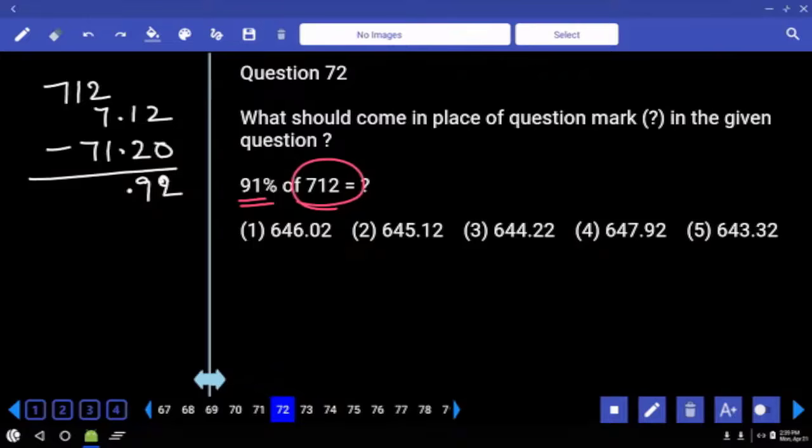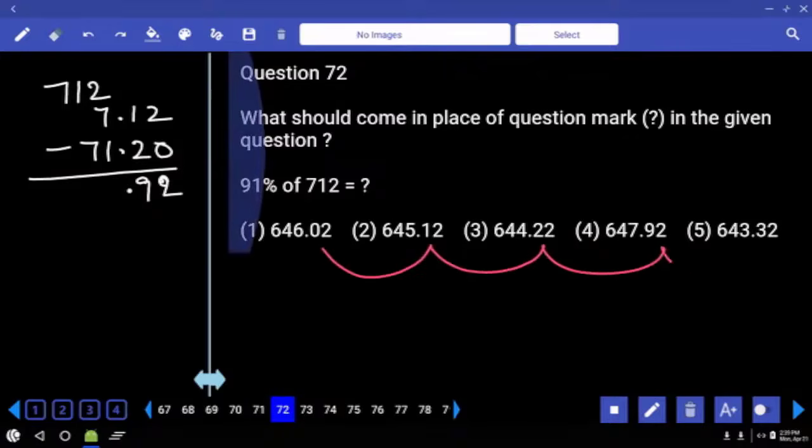0.92. I said subtract 20 from 112, is it 92? So after decimal you should have 0.9. How many options? Only one. You need to add both the numbers and then need to subtract 71.20. I am concentrating only on the number after decimal. Got it? Because all are different.